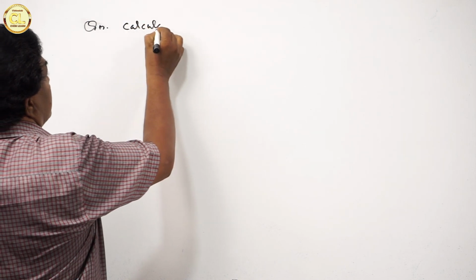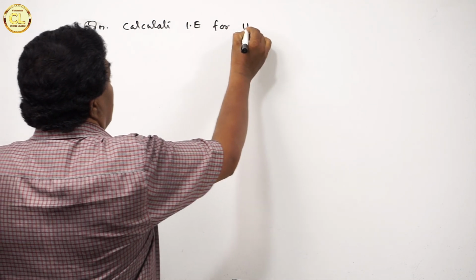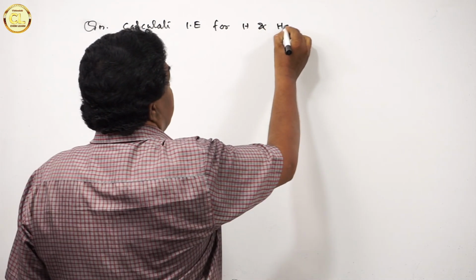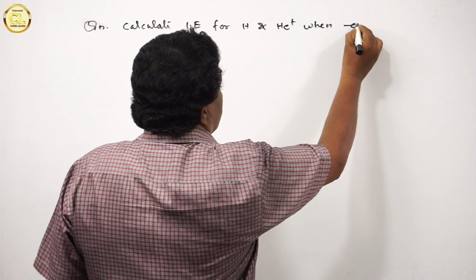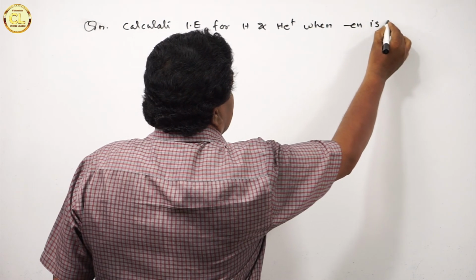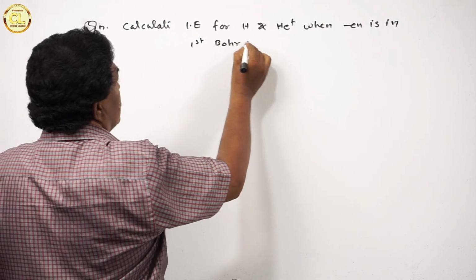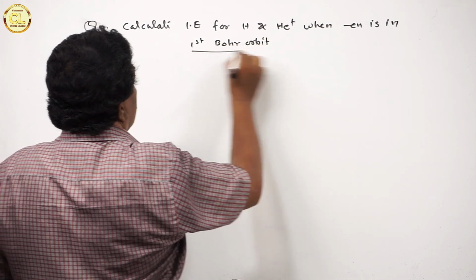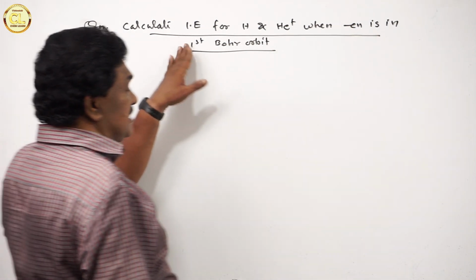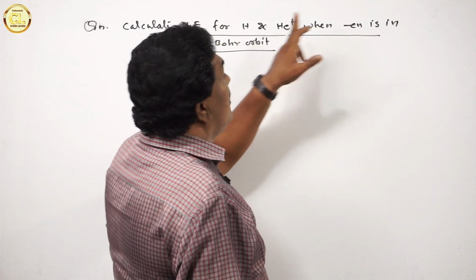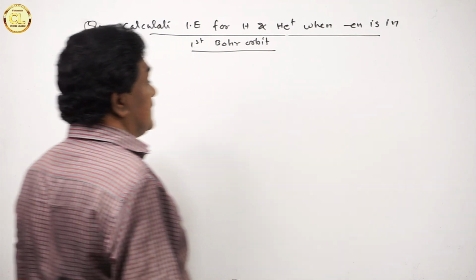Calculate ionization energy for H and He plus species when the electron is in the first Bohr orbit. We are asked to find the ionization enthalpy or ionization energy for H and He plus when the electron is present in the first Bohr orbit in both the species.